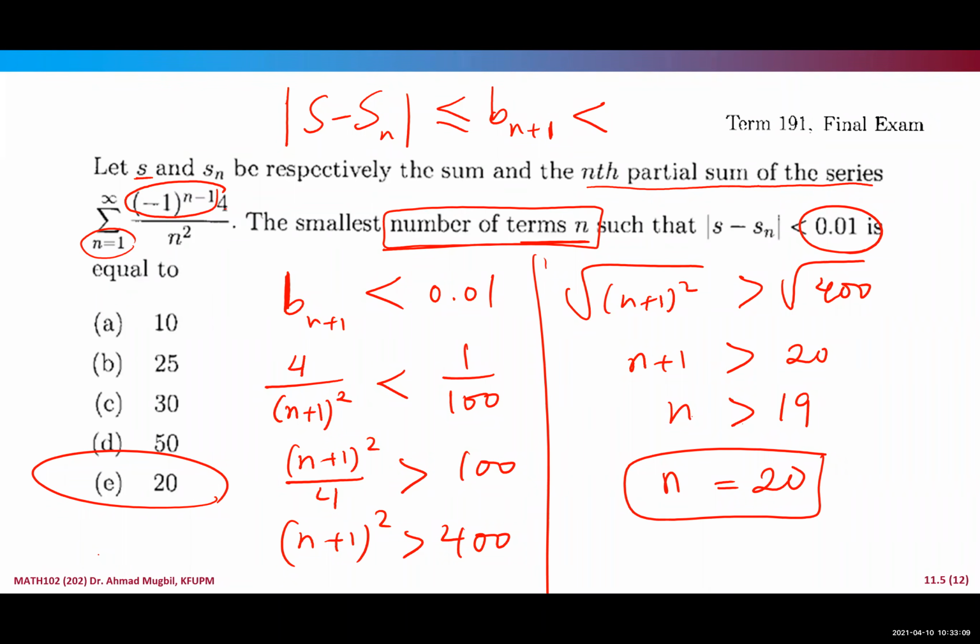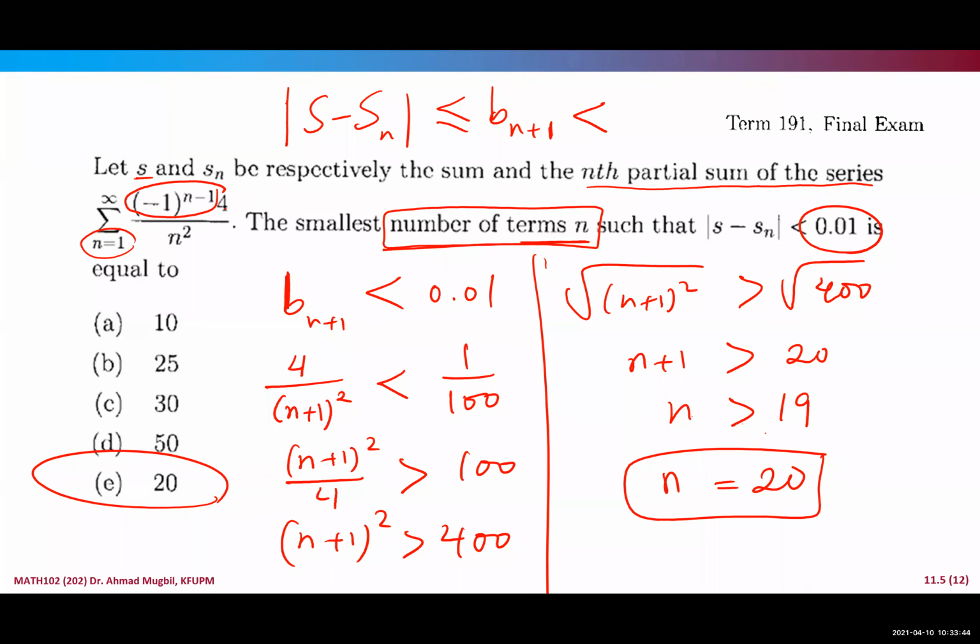Is it clear? Doctor, how did 20 come as the smallest number? I didn't understand. Again, please. You said n greater than 19, Mohammed. What is the smallest integer greater than 19? Understood. Okay. Here he is asking about the smallest, even if he didn't, by the way, any number greater than 19 works.